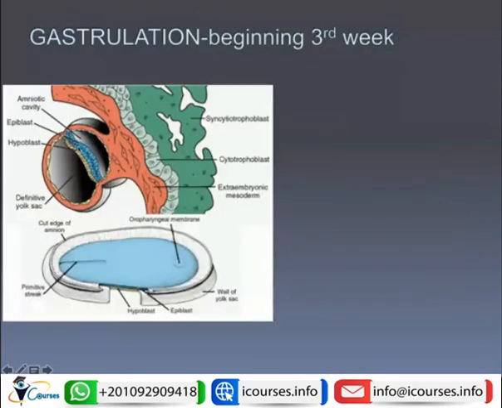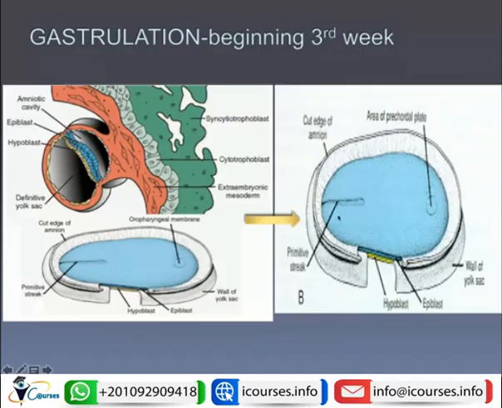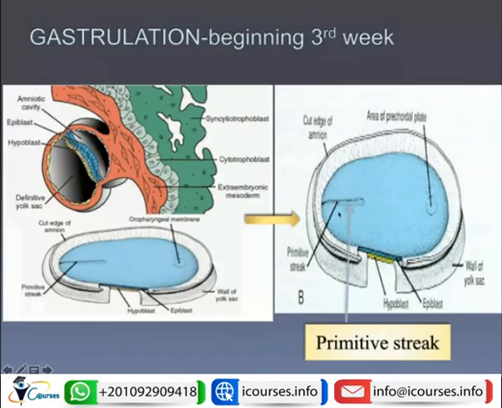So here is the epiblast, and here is the hypoblast. You can see that there is a narrow groove appearing on the surface of the epiblast that is called the primitive streak. Here we can see the primitive streak. So again, gastrulation, or the development of the three germinal layers, starts with the appearance of a shallow groove over the surface of the epiblast. This groove is called the primitive streak.